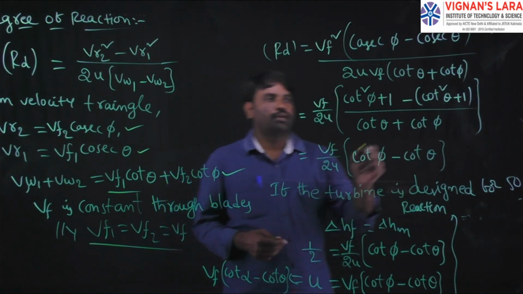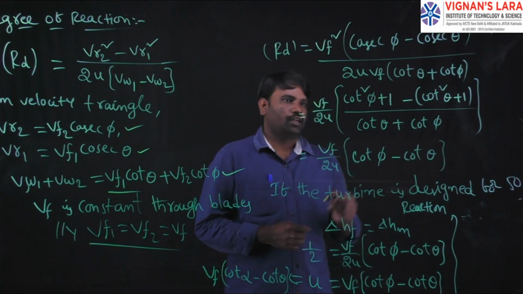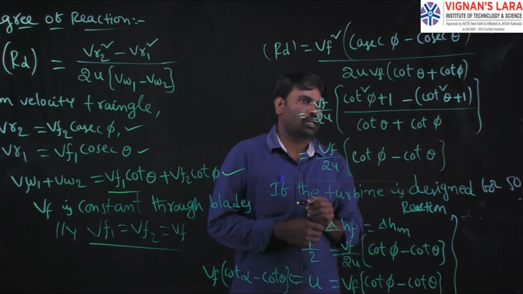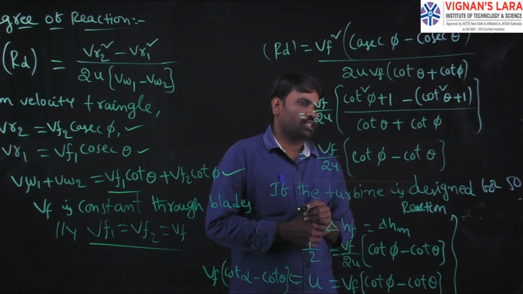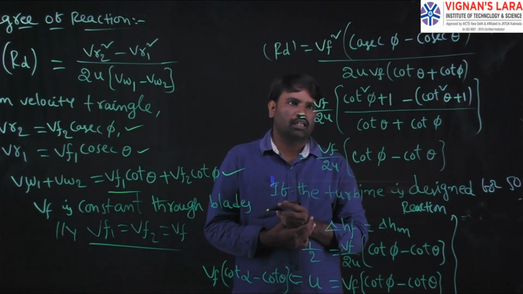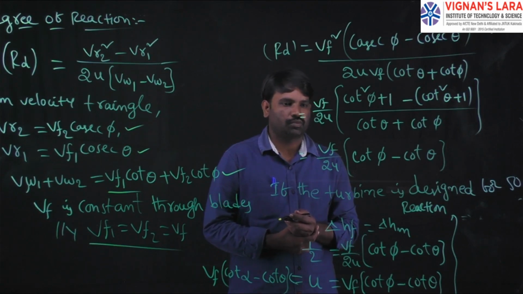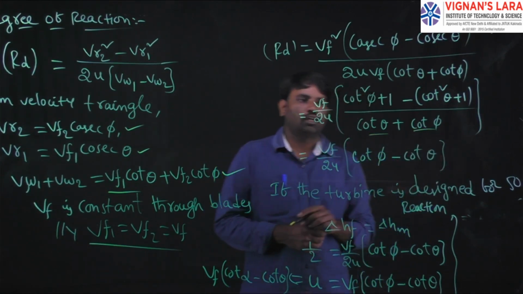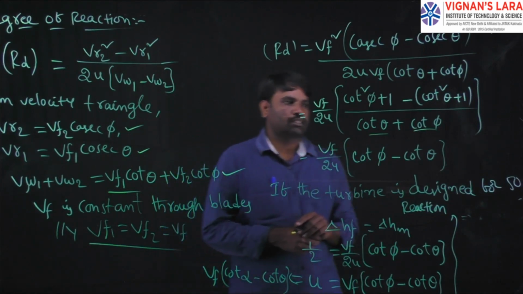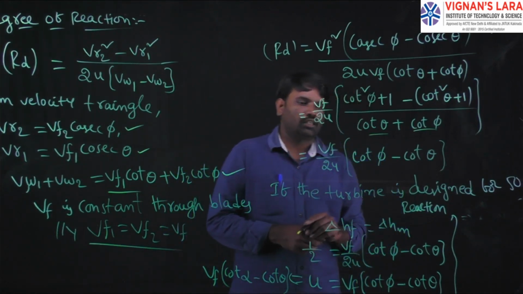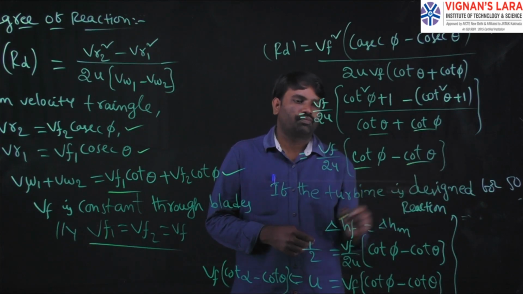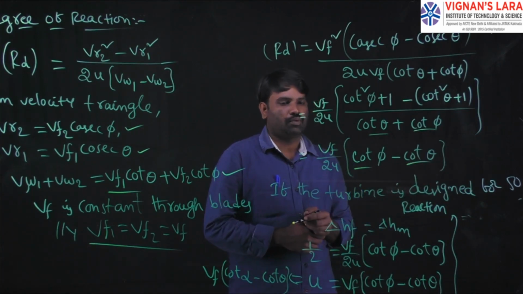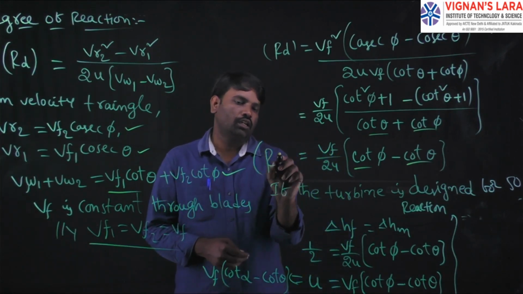If you apply the minus to the terms inside the brackets, the minus 1 and plus 1 cancel, and cot square phi minus cot square theta is of the form a square minus b square, which is (a plus b) into (a minus b). The numerator and denominator have the same term, cot theta plus cot phi, so you can cancel it out. The remaining term is cot phi minus cot theta. So Vf by 2u into (cot phi minus cot theta) is equal to the degree of reaction of the reaction turbine.